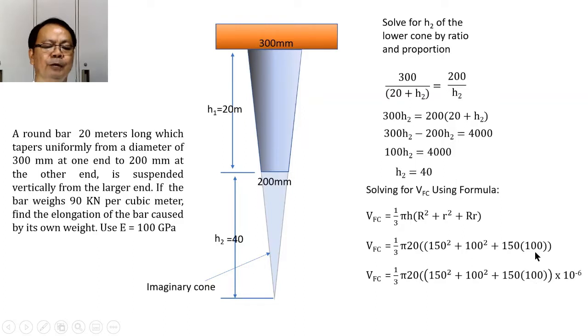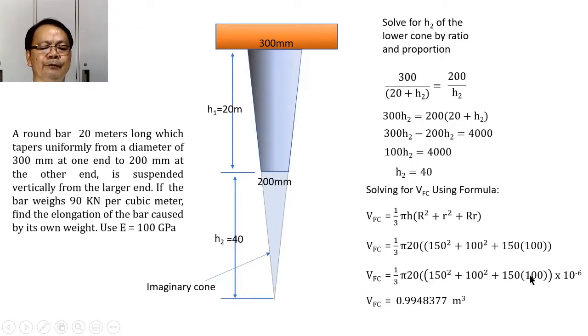And that if this will be simplified, we shall be having the frustum of the cone to be at 0.9948377. That is cubic meter. Paano naging cubic meter yan? Samantalang kanina, meron tayong dimension dito na 300 mm.